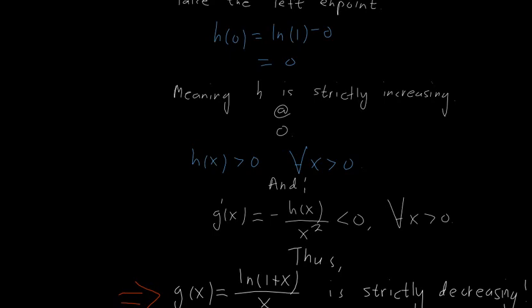And we're going to evaluate that by doing the following. We're going to look at g of x. Remember, g prime of x was minus h of x over x squared, which should be less than 0 for all x greater than 0. So we can automatically imply that if it's less than 0, g of x, our function, is strictly decreasing on the open interval 0 comma infinity.